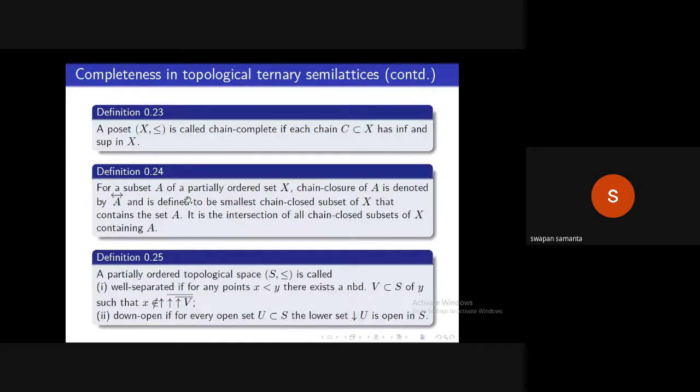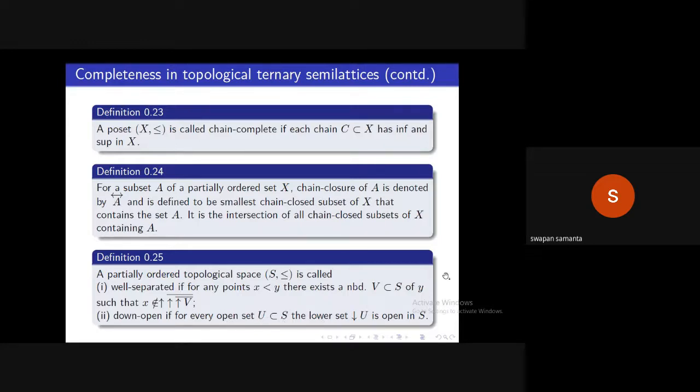And keeping this in mind, a poset is called chain complete if each chain has a sup and an inf. We also define a chain closure. The chain closure of a subset A of a set X is defined to be the smallest chain closed subset of X that contains A. So it is the intersection of all chain closed subsets of X containing A. Also, a partially ordered topological space is called well separated if for any points x, y there exists a neighborhood V of y such that x does not belong to this, and down open if for every open set V of S, the lower set is open in S.